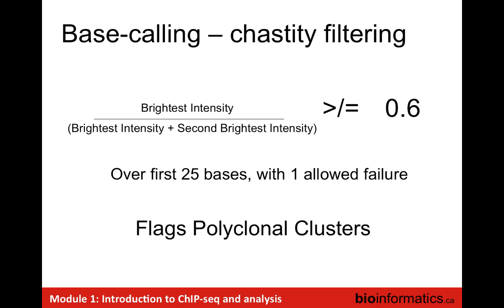This is essentially the algorithm that's used to call it. And essentially it's very simple. It's the brightest intensity, so whatever nucleotide gives you the brightest intensity, over the brightest intensity plus the second brightest intensity. And this has to be greater than 0.6, fairly arbitrary, over the first 25 base pairs, and one is allowed to be a failure. And again, that's just been determined empirically. And this essentially, as I just mentioned, flags polyclonal clusters.